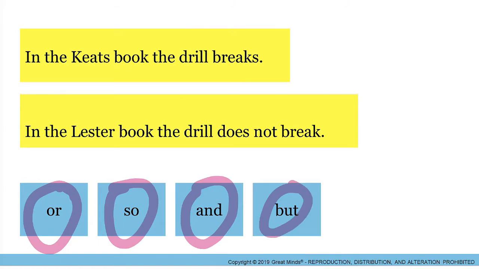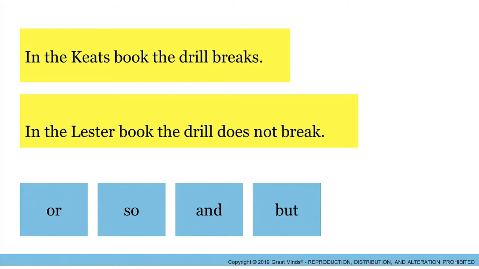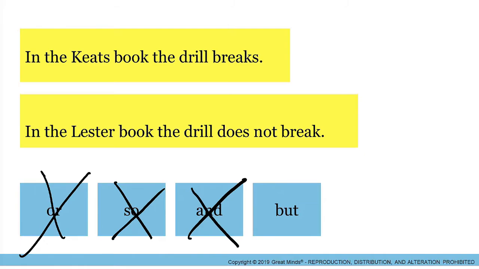Would we say in the Keats book the drill breaks, or in the Lester book the drill does not break? That doesn't really sound good. We'll cross that one out. What about in the Keats book, the drill breaks, so in the Lester book, the drill does not break? That doesn't really sound good either. When we say so, that's more like a cause and effect. Let's try and. In the Keats book, the drill breaks, and in the Lester book, the drill does not break. When we say and, we should have two things that are similar. And these are kind of opposite. So let's see if it makes sense with what we have left, the conjunction but.